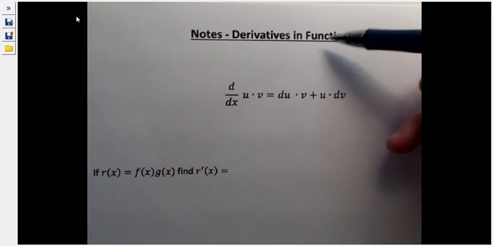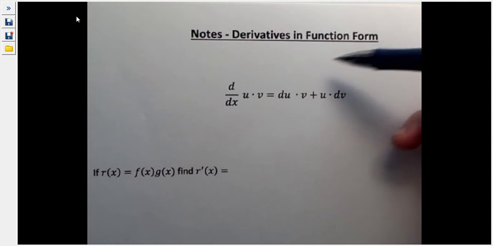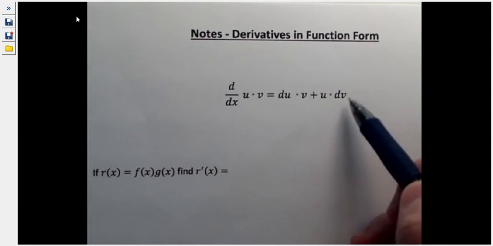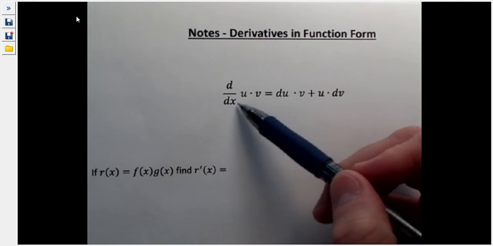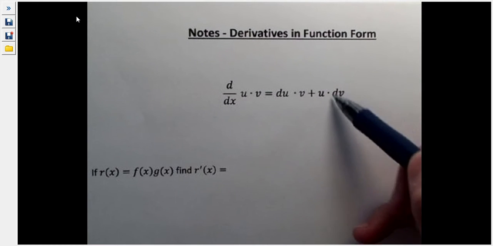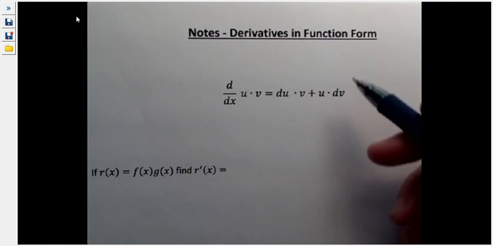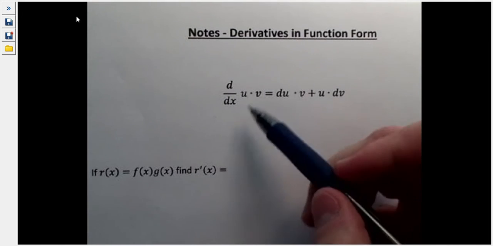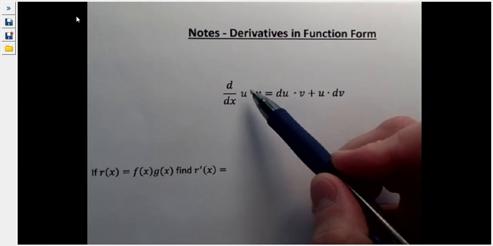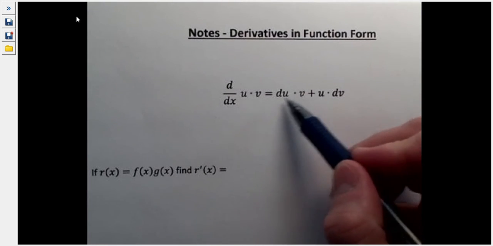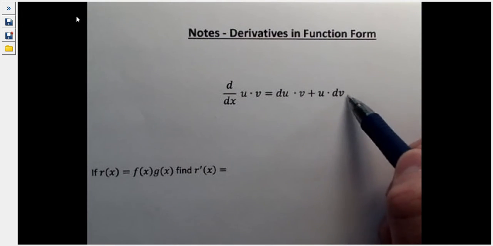So today we're going to talk about taking derivatives but in their function form. Okay, so we're used to seeing this. This is our product rule. The derivative of u times v is du times v plus u times dv. Okay, so u and v are commonly known to be functions. This is the function u times the function v. Okay, and technically you're supposed to have dx under the du and the dv.